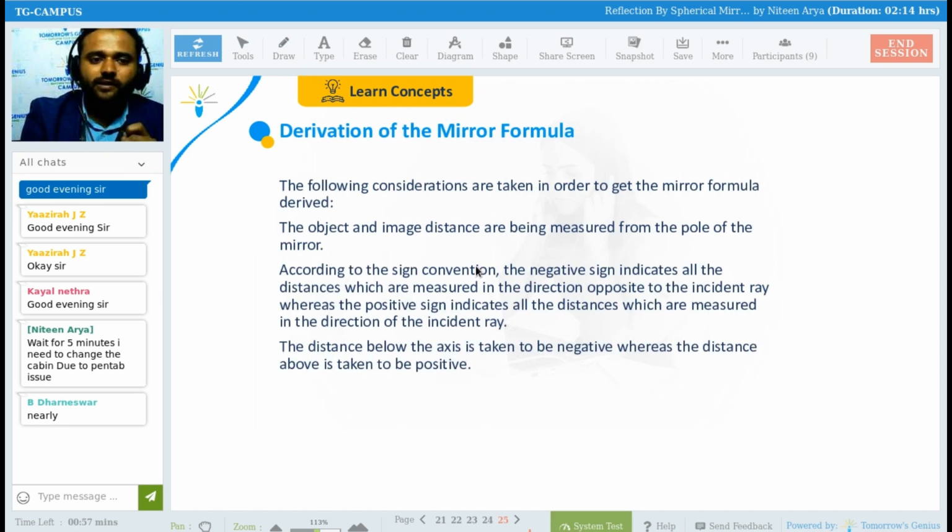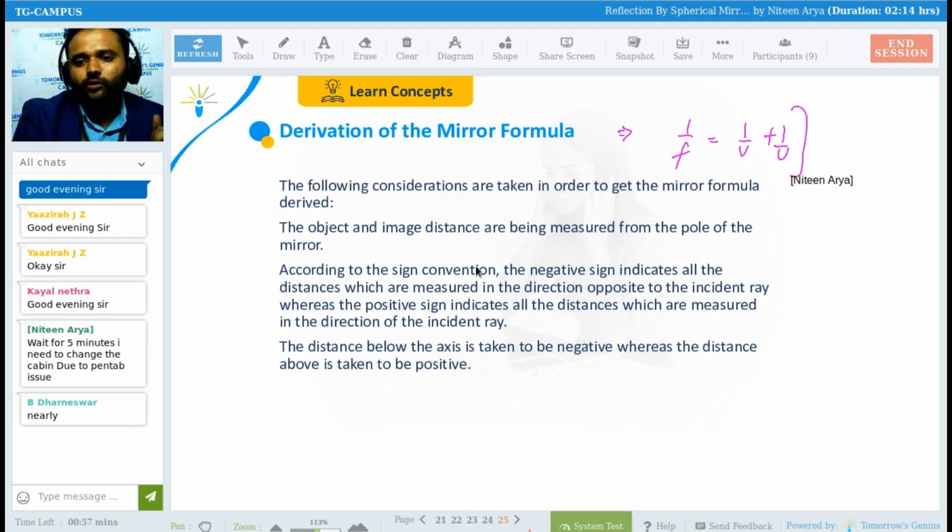Now, derivation of the mirror formula. So first of all, what is the mirror formula? The mirror formula is 1 by f equals 1 by v plus 1 by u. We are going to find the derivation of this. The following considerations are taken in order to get the mirror formula. The object and image distances are measured from the pole of the mirror.